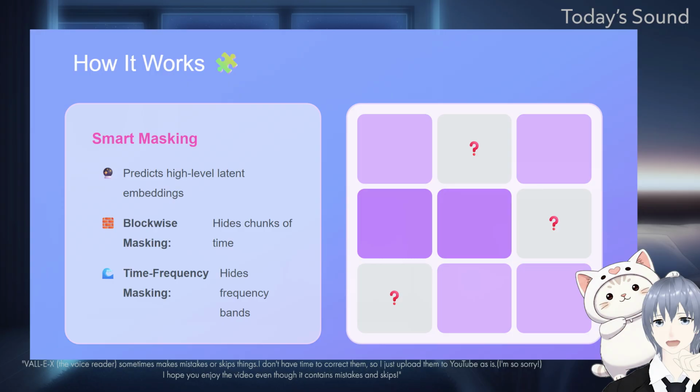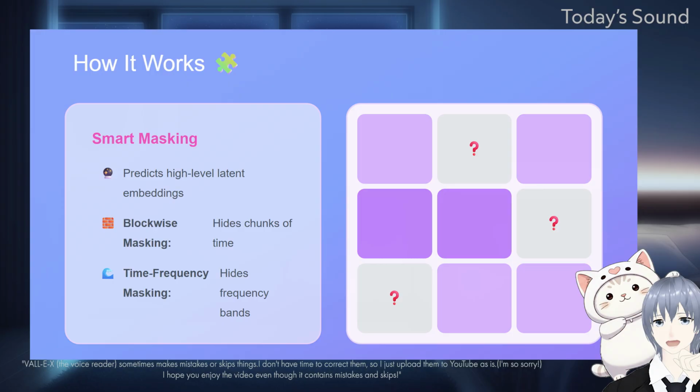This is a huge leap forward, because it forces the artificial intelligence to actually understand musical structure, rather than just memorizing low-level noise. The researchers also made some very specific modifications to make this work for music. Unlike regular images where you can just hide random squares, music has strong correlations across time and frequency. If you just hide random things, the model cheats by looking at the exact same frequency a millisecond later.